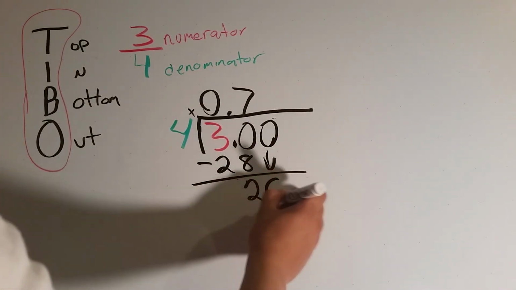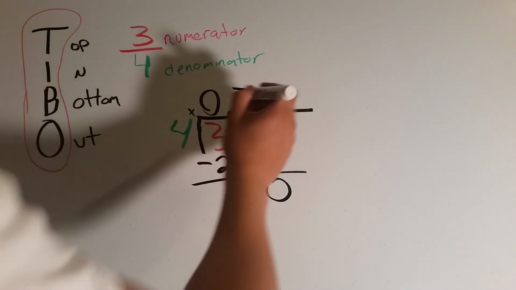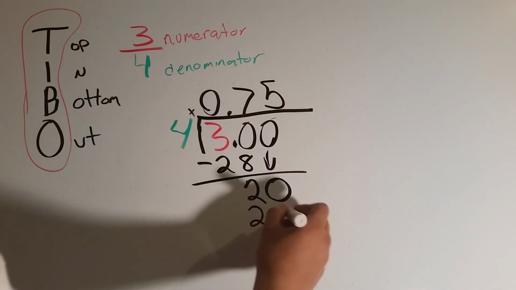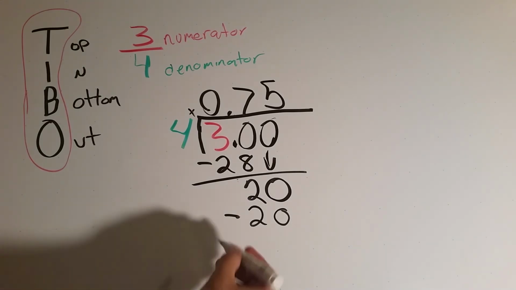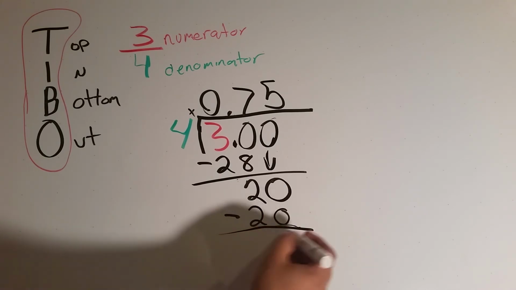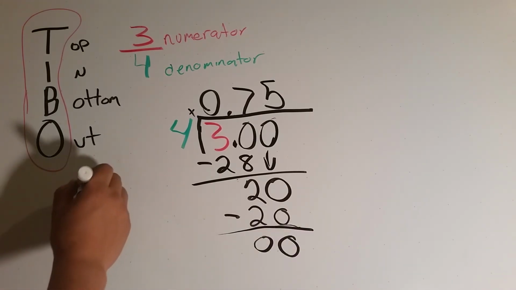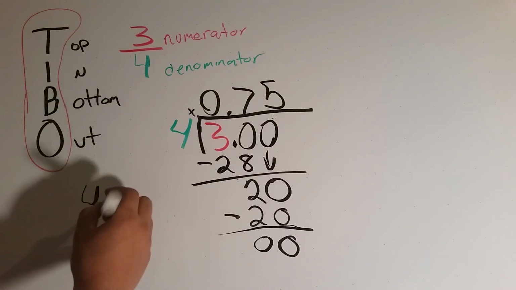Now, how many times does 4 go into 20? In this case, it's going to be 5, because 5 times 4 is 20. The reason why I wanted to go over this fraction is because it actually has an end to it. When we subtract this 20, we're going to have a remainder of 0. That means we're done. Other fractions are not going to be as simple as this, and that's what we're going to cover in the next video, so stay tuned.